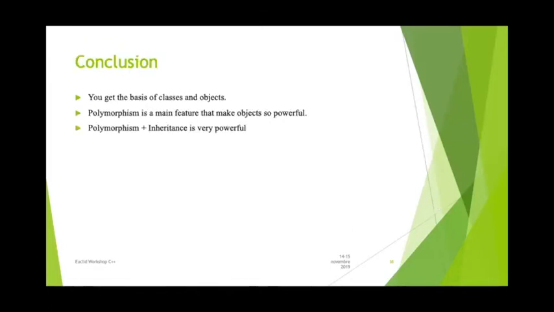So for the second talk, here's the conclusion. I hope you get the basics of classes and objects and how to use them. Polymorphism is a main feature. It gives you a broad view, and you can use it in different contexts. Polymorphism with inheritance is really important. You can use them like a base class. So this is it.